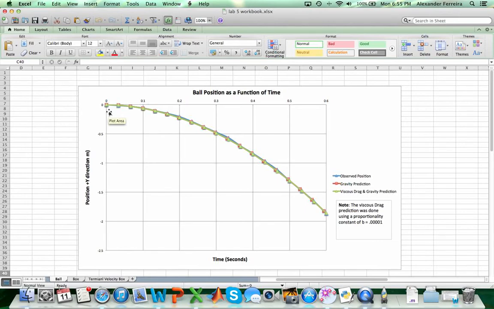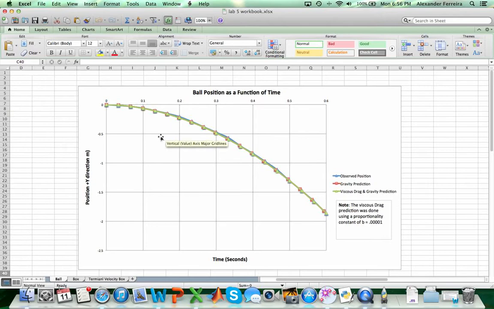And then when I did my gravitational prediction, which only incorporated gravity forces, which was the red line, we see that was pretty accurate for this blue line. And the reason for that was because gravity was basically the only force acting on that ball. Drag played a minimal role.